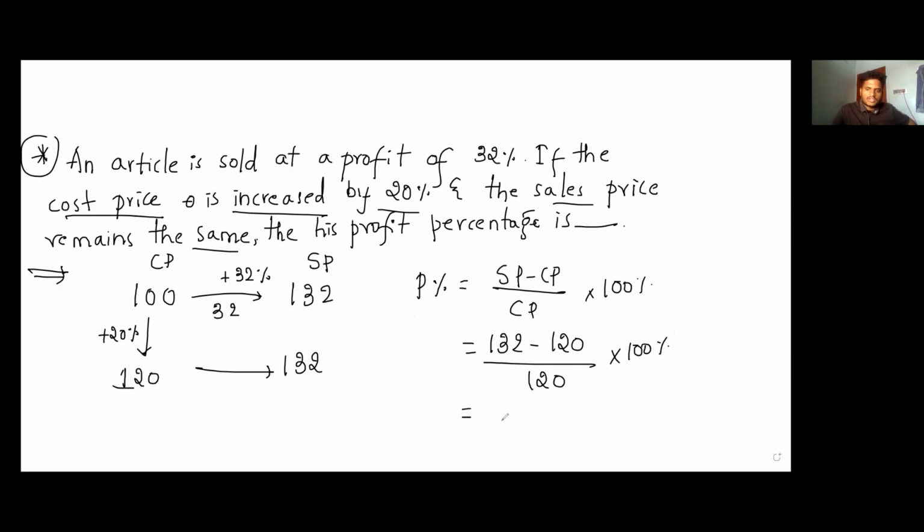What is 132 minus 120? 12 by 120 into 100%. 12 ones are 12, 12 tens are 120. What is 1 by 10? 1 by 10 is 10%. Getting this? This was an easy question actually.